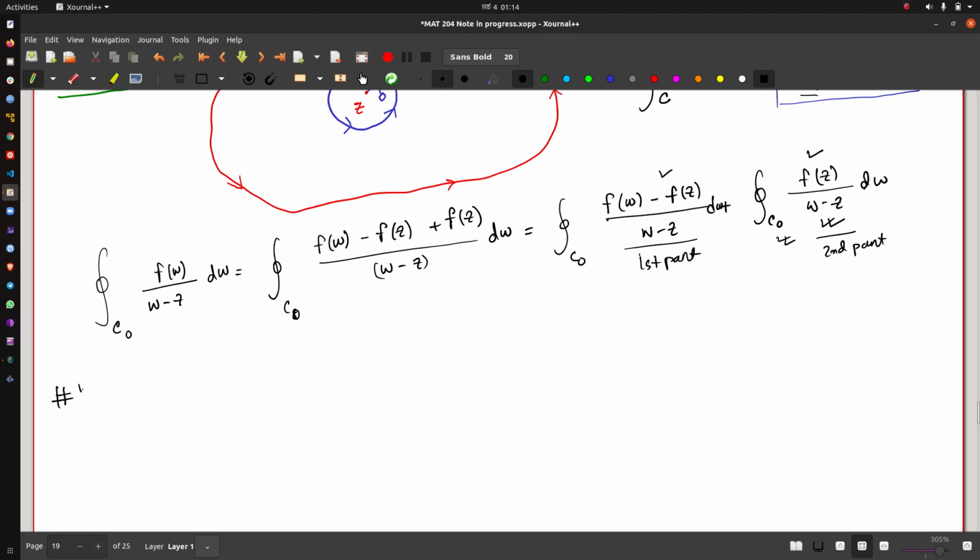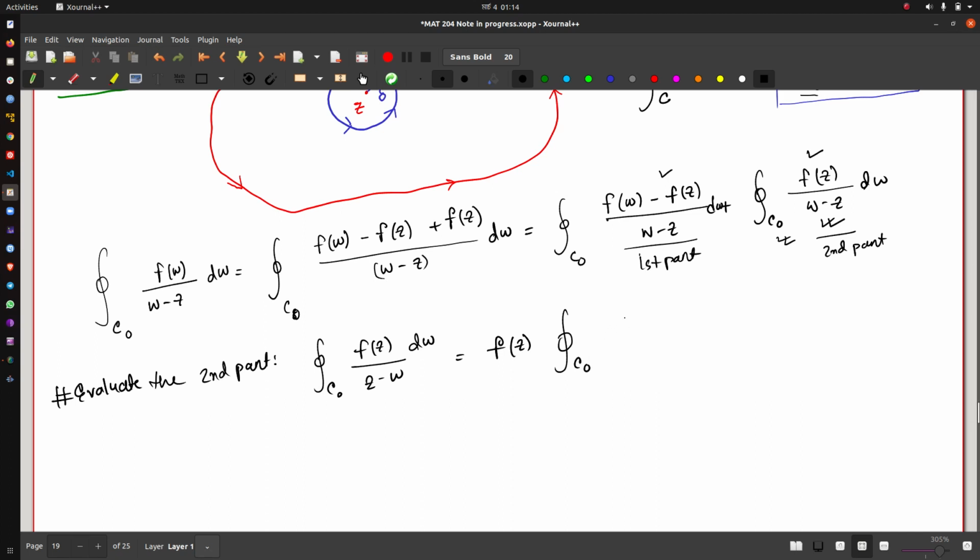So now we want to evaluate the second part. So second part, let's write it down again. We can take out f of z and we have this integral, right?